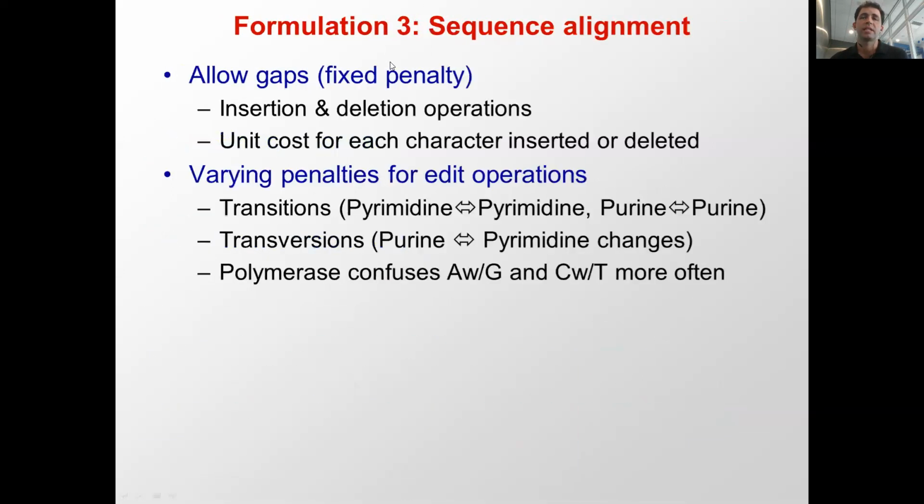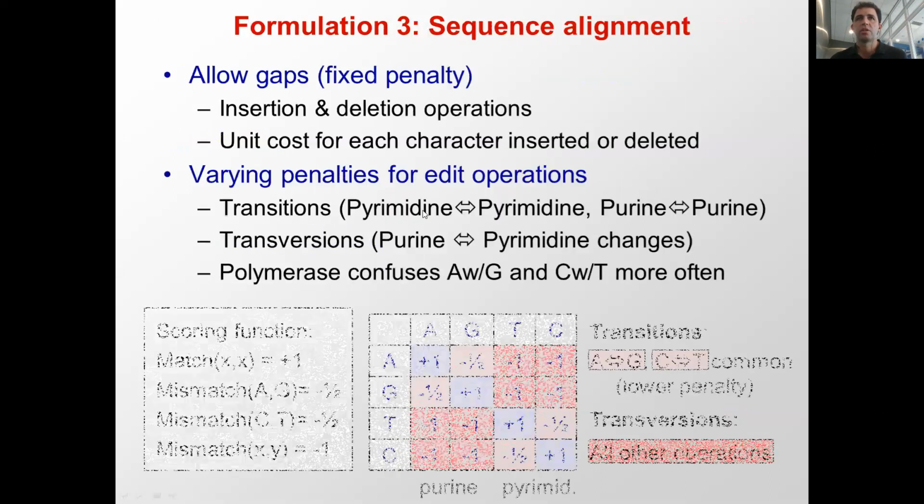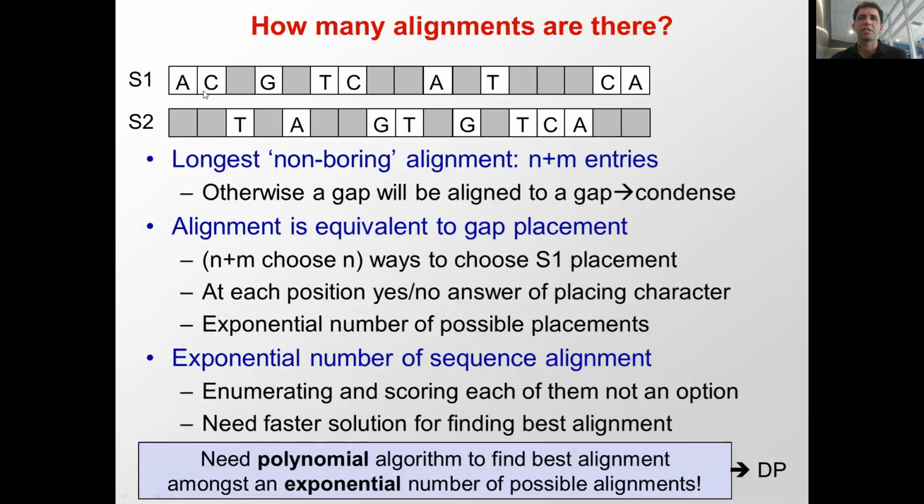So in order to search for the specific alignment that relates these two sequences, you could have said, well, let's simply try them all. So how many such alignments are there? The way to think about that is to say that the longest non-boring alignment can maximally have length n plus m, where n is the length of the first sequence and m is the length of the second sequence. Otherwise, you would end up having a gap aligned with a gap, and you can simply condense the sequences by removing the two gaps.